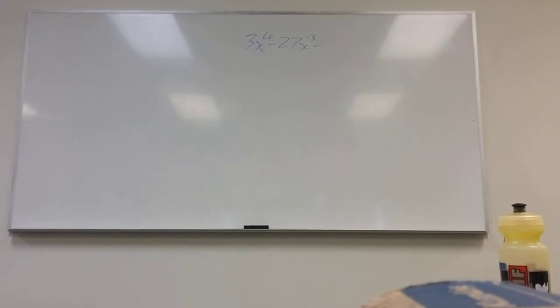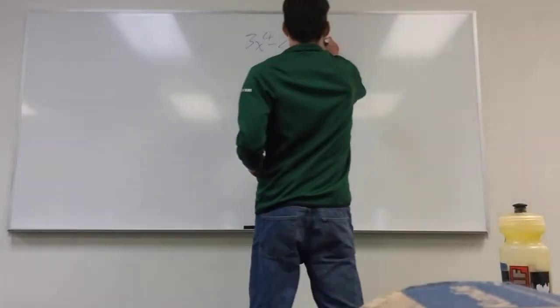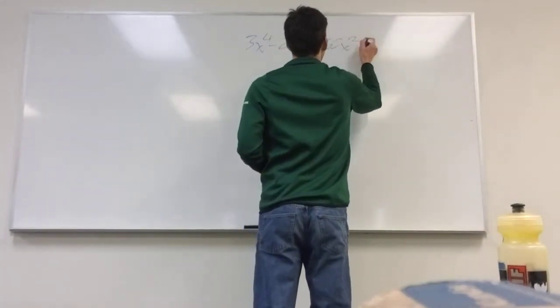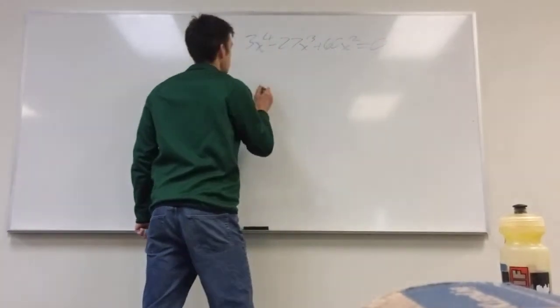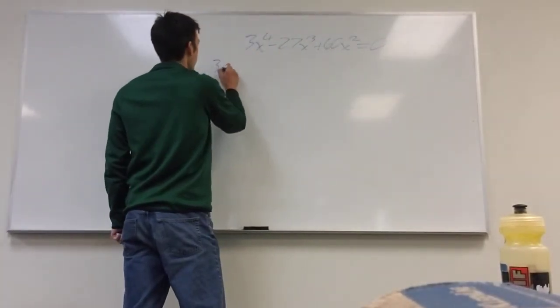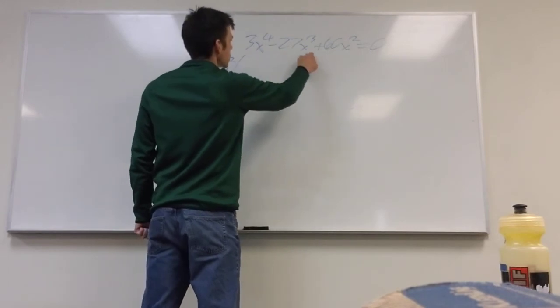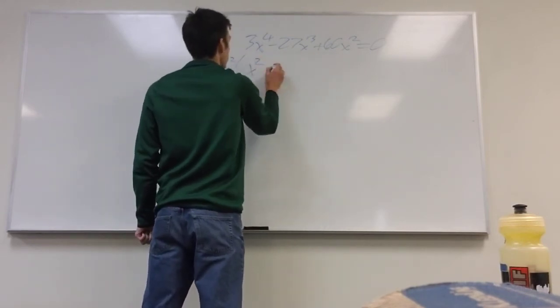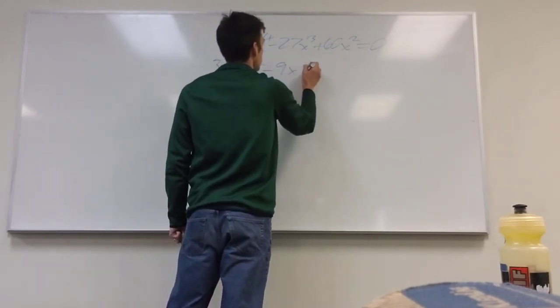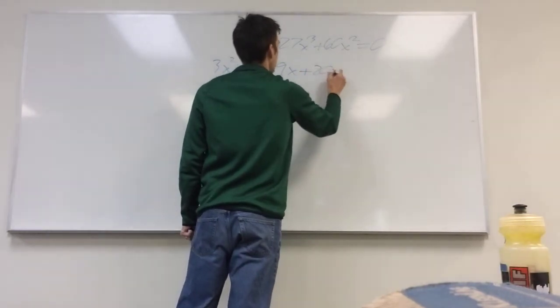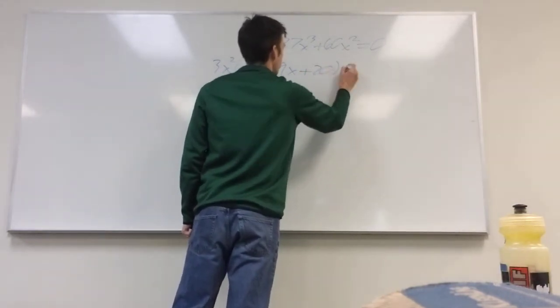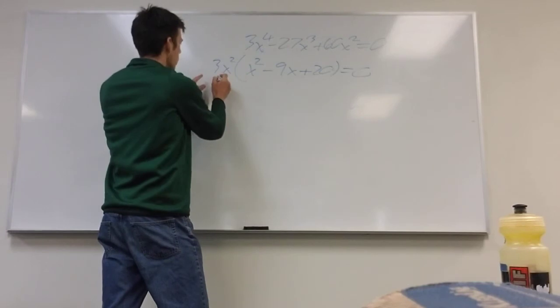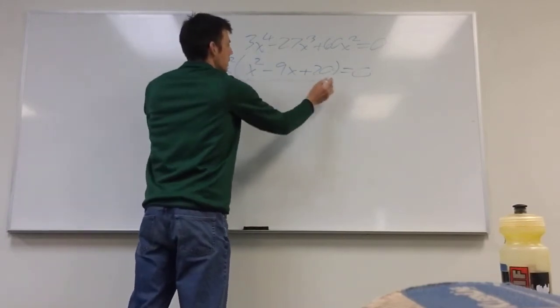Plus 60x squared. Okay, so I want to find my zeros, so I'm going to set it equal to 0. I'm going to factor out a 3x squared. So if I divide each of these by 3x squared, I get x squared minus 9x plus 20 equals 0. Okay, so either this equals 0 or this equals 0.